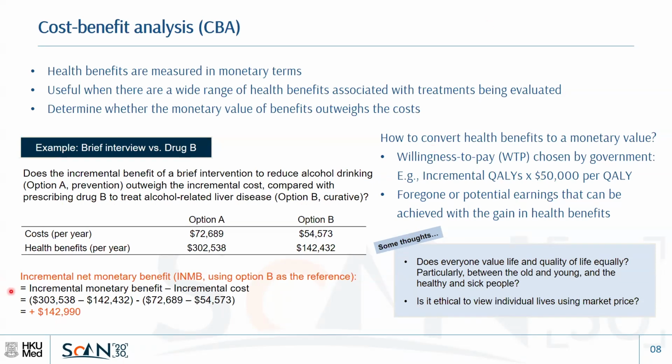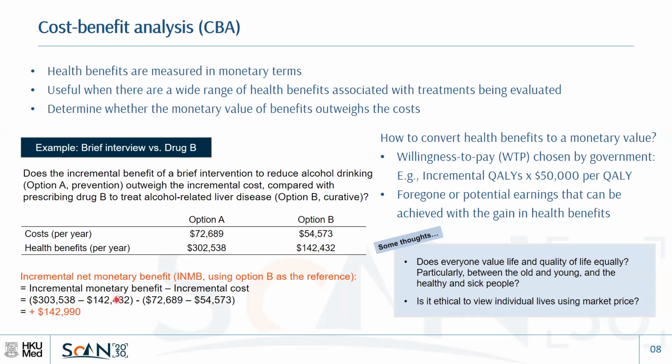Let's have a look at our example about alcohol control again. Same as the previous scenario, we are comparing preventive option A versus curative option B for alcohol-related disease control. Health benefits associated with options A and B have been estimated respectively by translating the costs saved into monetary values. Using option B as the reference, we can calculate the incremental net monetary benefits associated with option A, resulting in additional benefits of more than $142,000, meaning that implementing option A will return a positive monetary benefit.